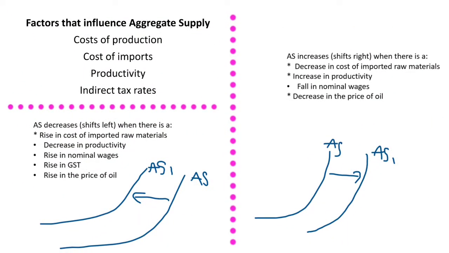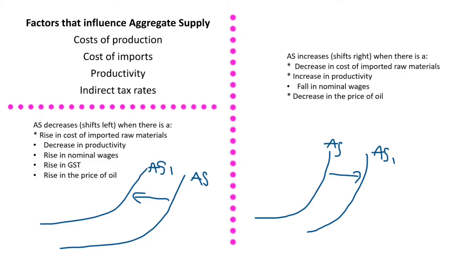If we look at aggregate supply now, the factors that influence aggregate supply are cost of production, cost of imports, productivity, and tax. So if there was, for example, a rise in the cost of imported raw materials, that means it costs the company more to produce that good. So their supply is going to decrease. So that would be a shift to the left.